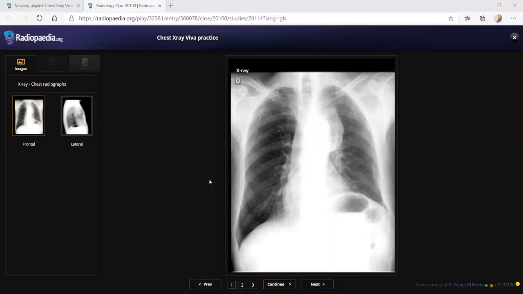Is it possible to see the lateral or should I just comment on this? When you are given a frontal radiograph, you have to describe the lesion in the frontal radiograph and arrive at a conclusion, and then you have to turn to the lateral film.